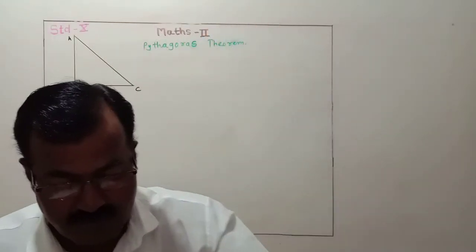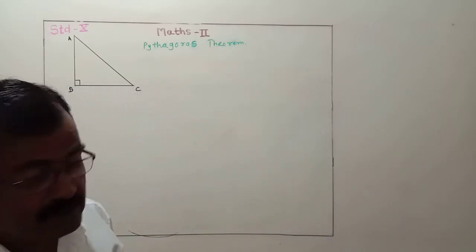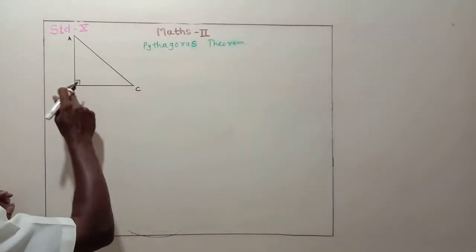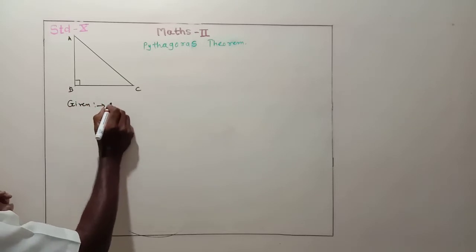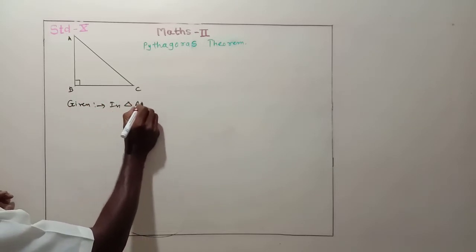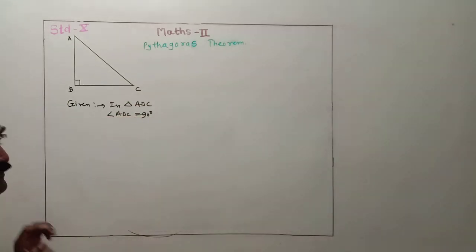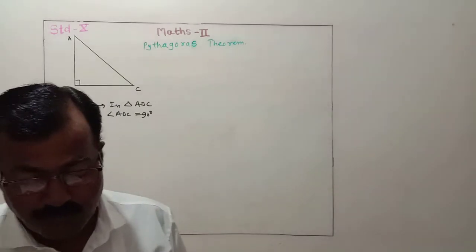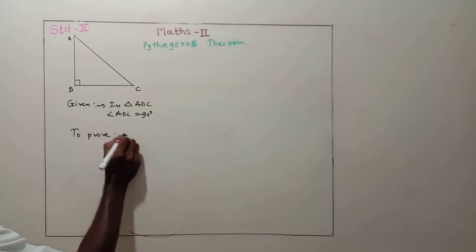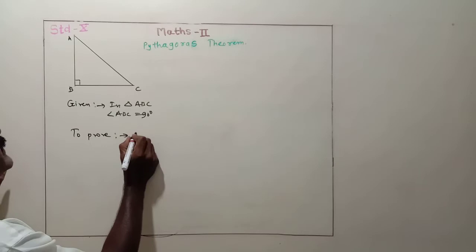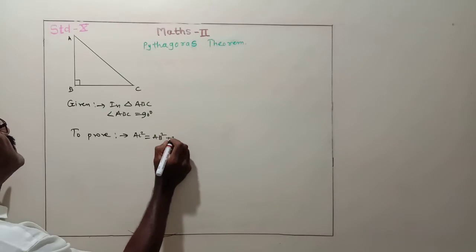For this theorem, we write first given. Given: in triangle ABC, angle ABC is equal to 90 degrees. And to prove: hypotenuse square, means AC square is equal to AB square plus BC square.